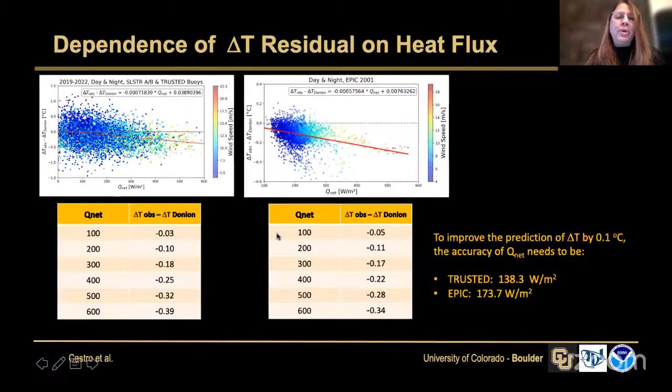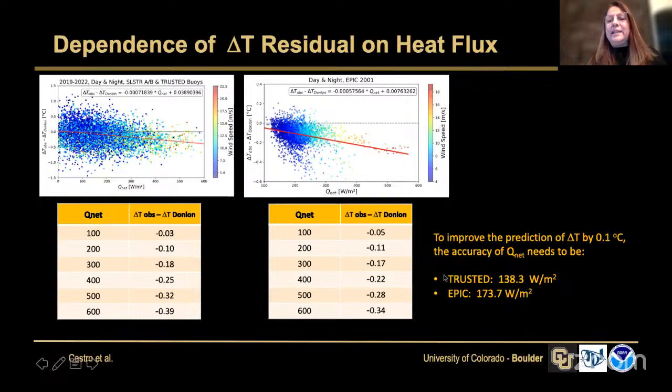So the final question here is, can we improve our estimate of delta T by explicitly including the heat flux effect? So these are scatter plots of the error in the prediction using the Donlon model. So this is the observed delta T minus delta T from Donlon versus heat flux. And yes, we see a linear dependence between the error in the estimate and the heat flux. But what's important here is I want to guide your attention to the individual values.